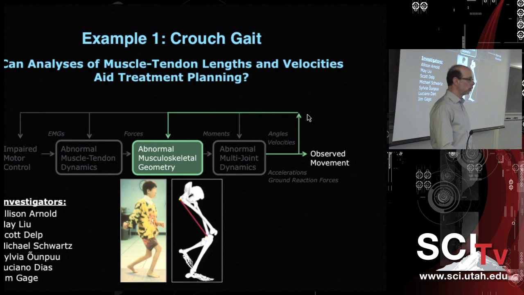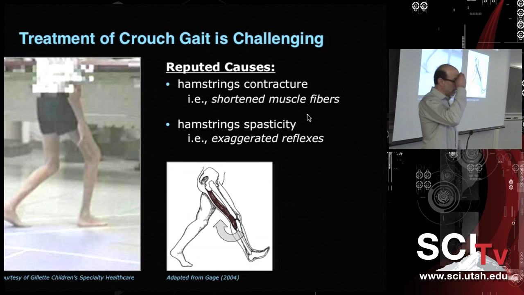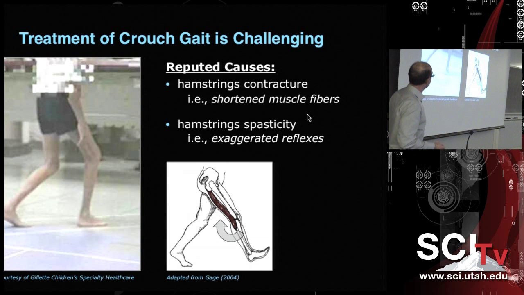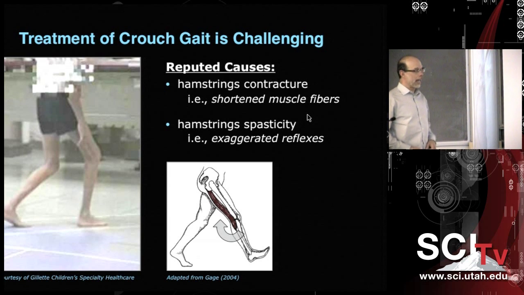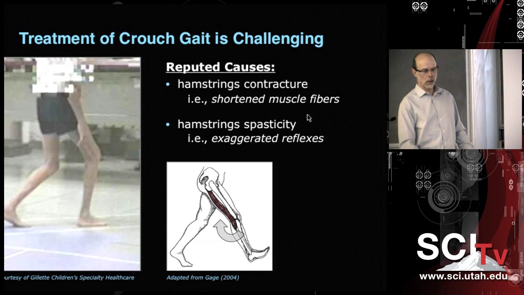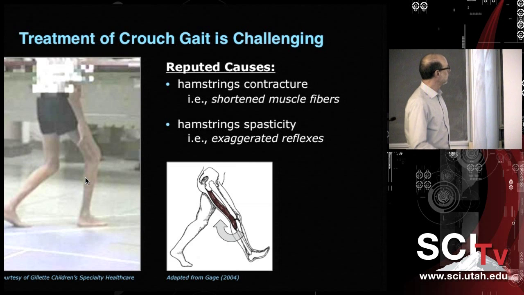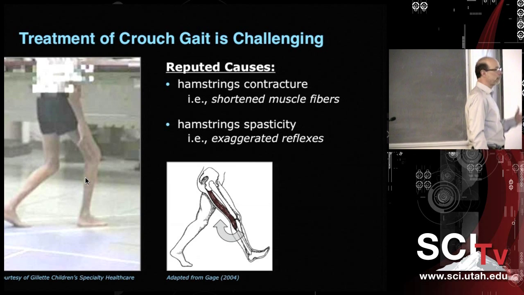Okay, let's go for the first example. And it relates to treatment of crouch gait. Crouch gait is very common in cerebral palsy, especially among kids with spastic diplegia, where both lower limbs are affected. And it's most frequently thought to be caused by either hamstring contracture or hamstring spasticity. So crouch gait is walking with exaggerated knee flexion.